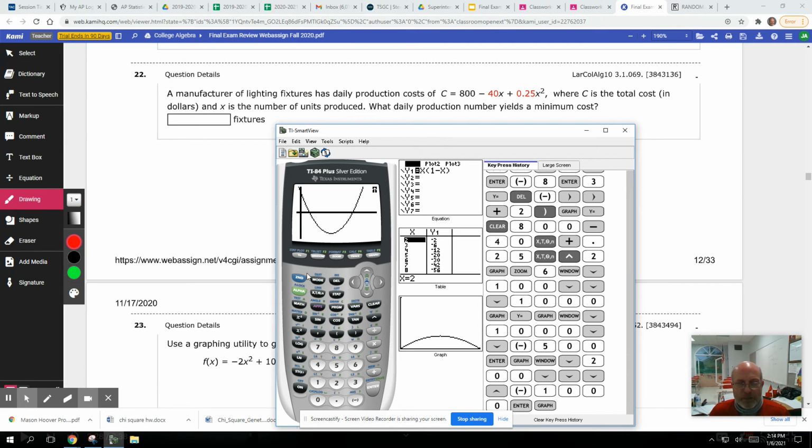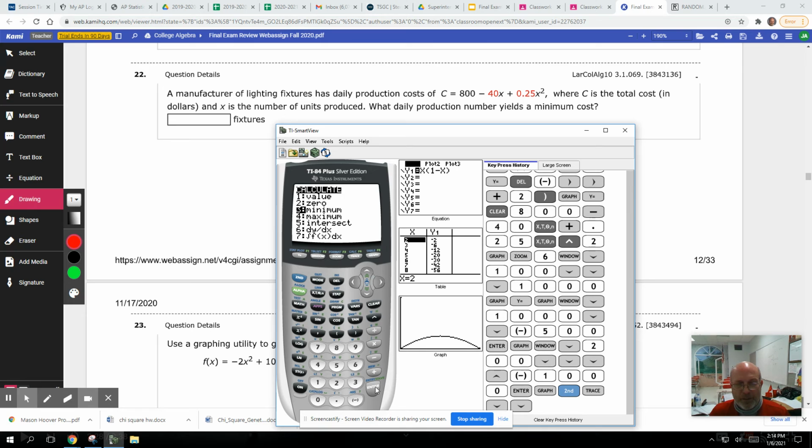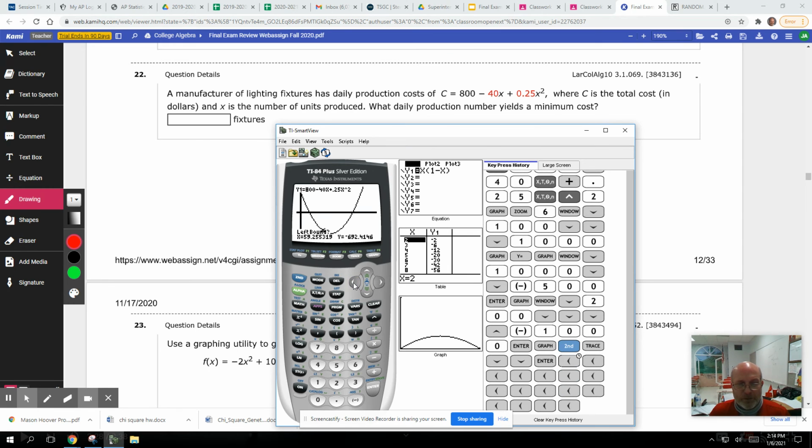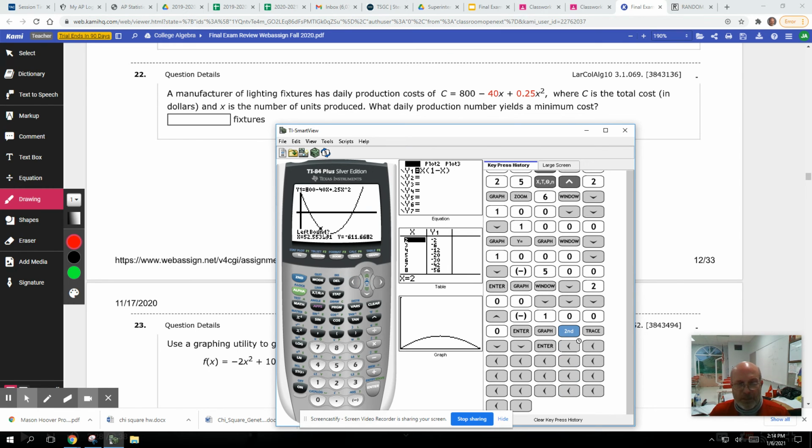We're going to do second trace. If we're looking for that minimum, we're going to highlight number 3 and hit enter. Then it says left bound. What we're going to do is tell the calculator where we want to look for this lowest value on the graph. We want to be on the left side of the point we're looking for, the point at the vertex. So we're going to set our left bound to the left of that. Use your left arrow key to move over there somewhere to the left, hit enter. Be sure you're on the left side when you do this.